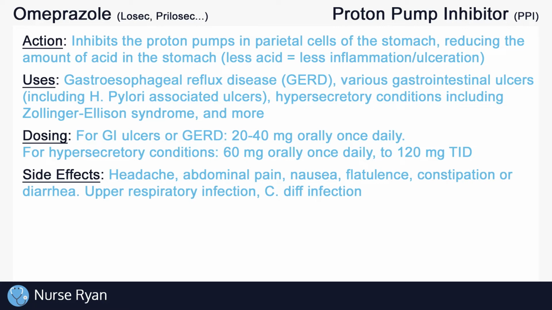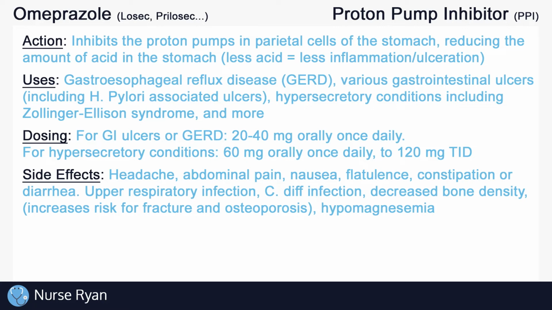Another less common side effect is decreased bone density, again thought to be caused by decreased stomach acidity. In this case, the lower stomach acidity is thought to cause malabsorption of vitamins and minerals, which may relate to the decreased bone density. Lower bone density increases the risk for fracture and osteoporosis. And last but not least, hypomagnesemia is also a potential side effect of PPIs.